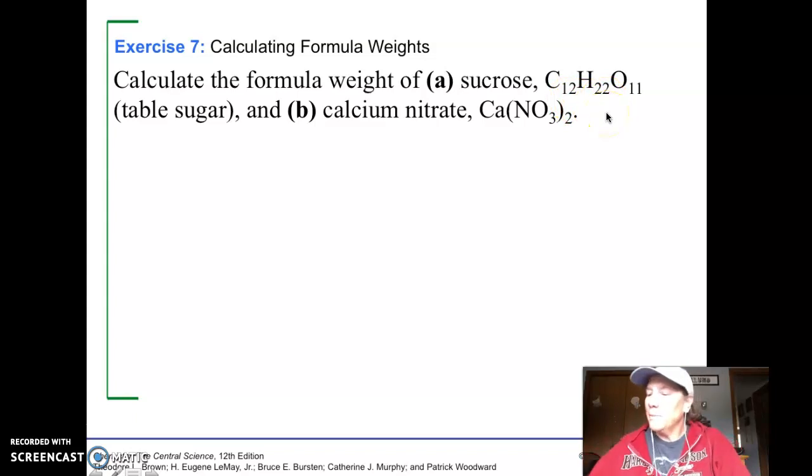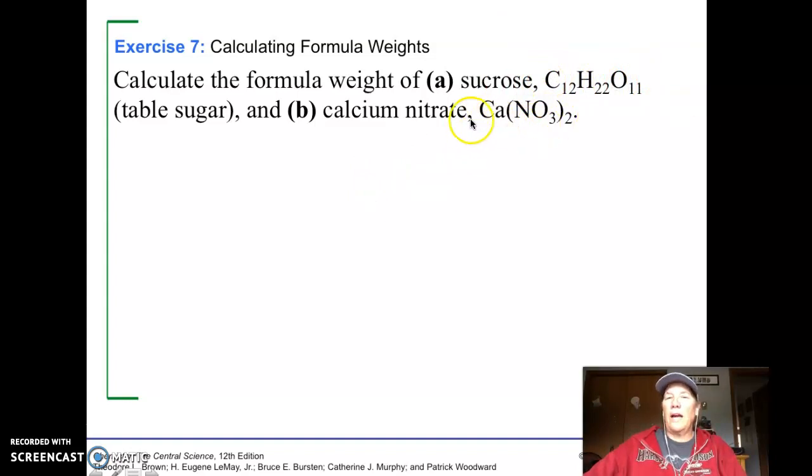And then oxygen, I got to make that one up. 11 times 16 is 176. So if you take 176 plus 144 plus 22, you get 342. Yep, it's a big molecule. It has a lot of mass to it. Okay, that would be a molecular compound because it's nonmetals.